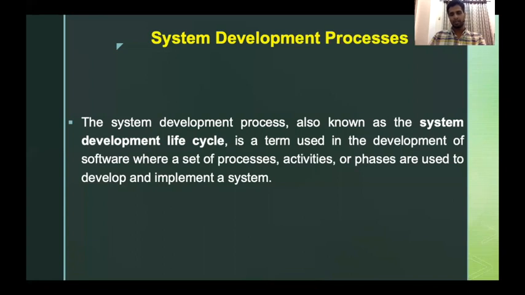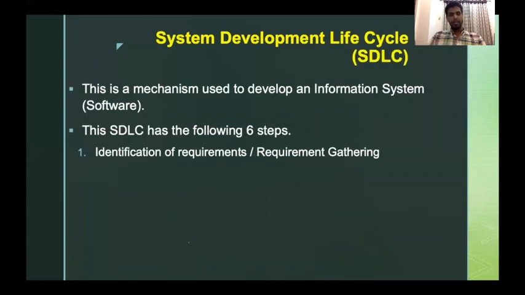Actually, if you want to create software or an information system, any particular software, we have to have a process. There should be a mechanism. That mechanism we especially give the name system development life cycle, where a set of processes, activities and phases are used to develop and implement the system. In the system development life cycle there are six steps or six phases. We say 6 phases we have to follow.